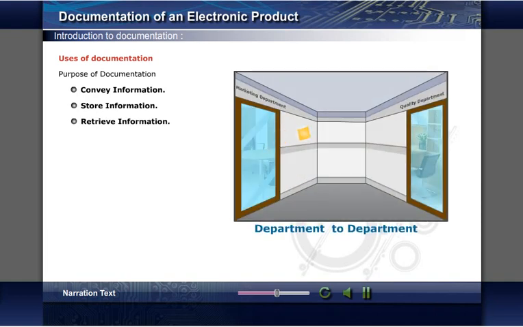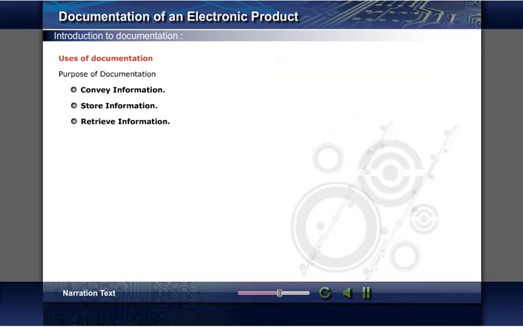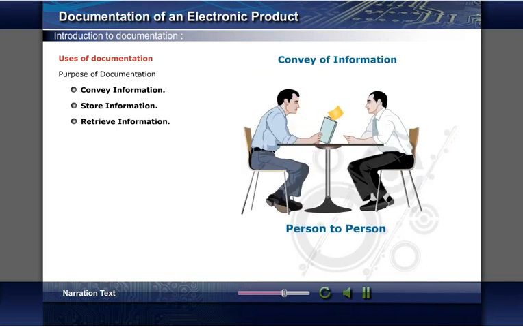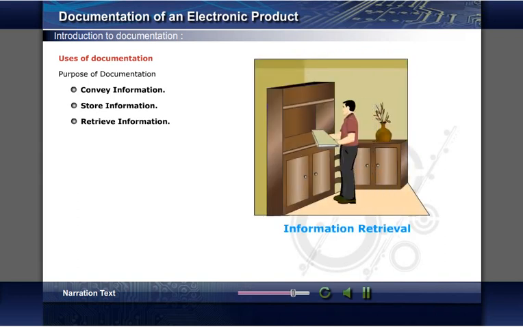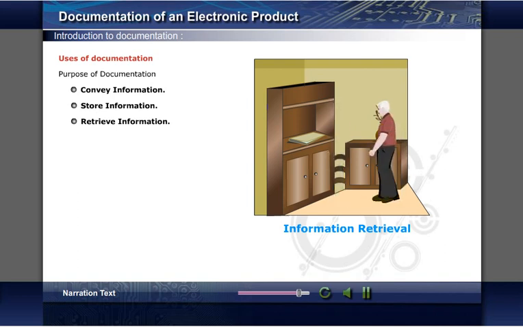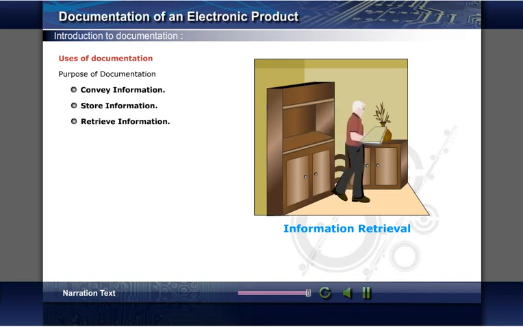Information needs to be conveyed from one department to the other, from one person to the other in the same department, and from organization to vendor and to customer. Information is stored for future use. It should be retrieved easily whenever required. Documentation plays a major role in making information transfer person independent.